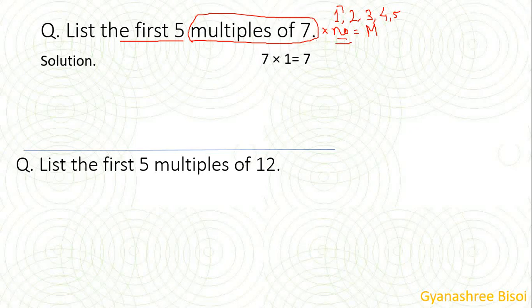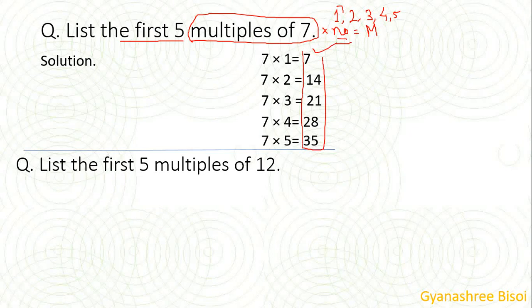Solution: 7 multiply 1 equals 7. Next 2, 3, 4, then 5. We know that this is the product and this is called the multiples. So these are the first 5 multiples of 7. See, 7 multiplied by 1 equals 7. That means 7 is the multiple of 7 and 1. Okay, 7 is the multiple of 7 and 1.